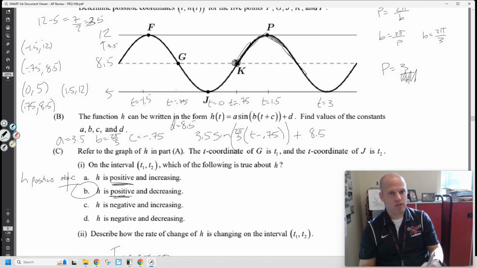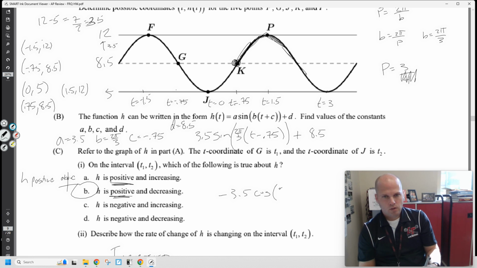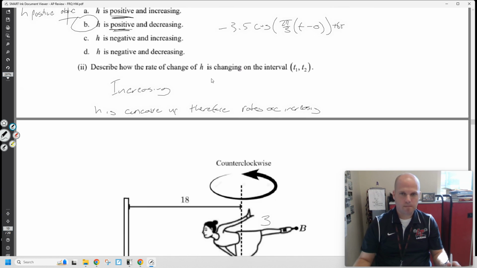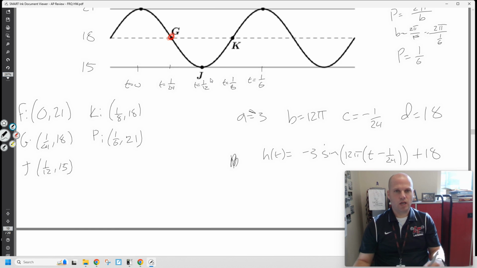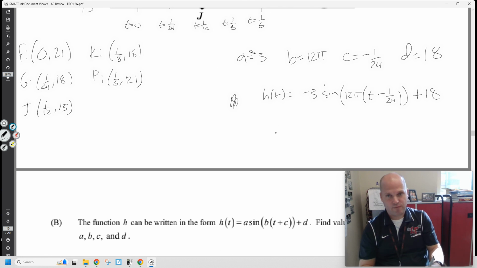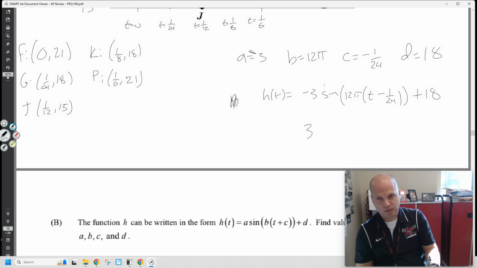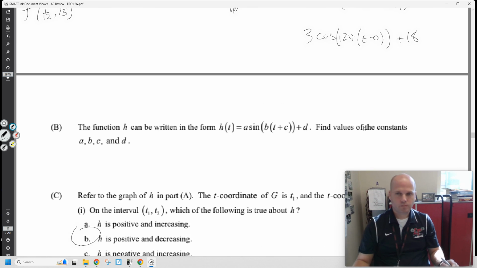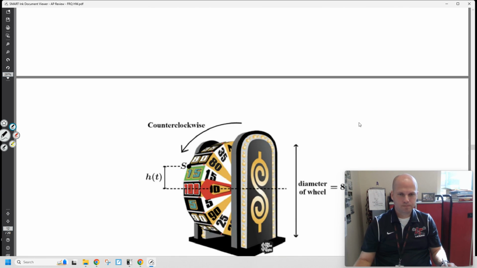If I did cosine, I would do -3.5 cosine 2 pi over 3 t minus 0 plus 8.5, because I'm going to start at that point j. If I did cosine, I would probably start at f, and it would be +3 cosine 12 pi t minus 0 plus 18. Yeah, I should just do both.